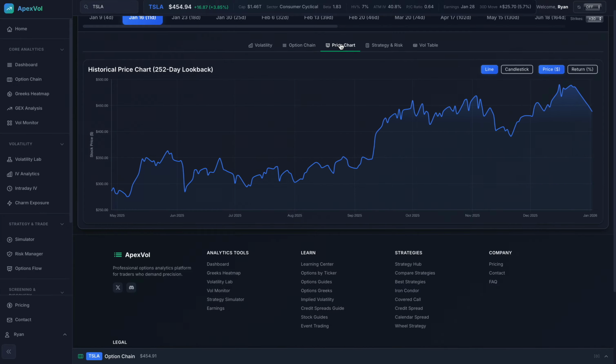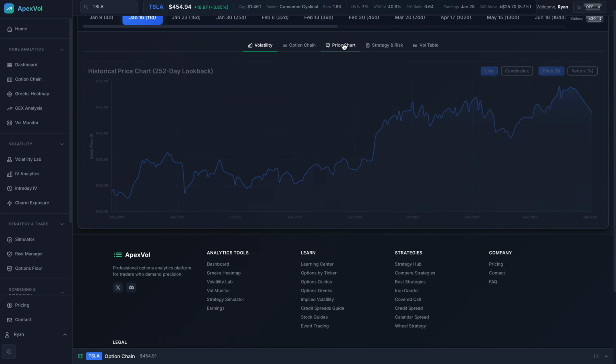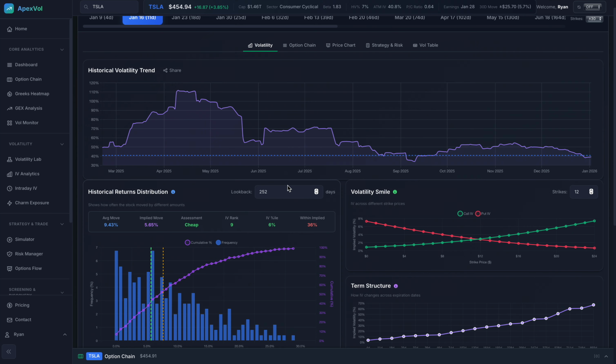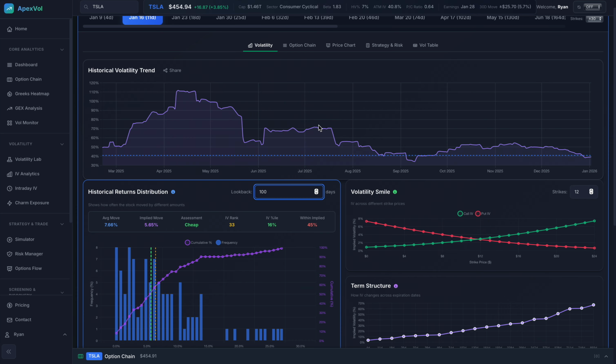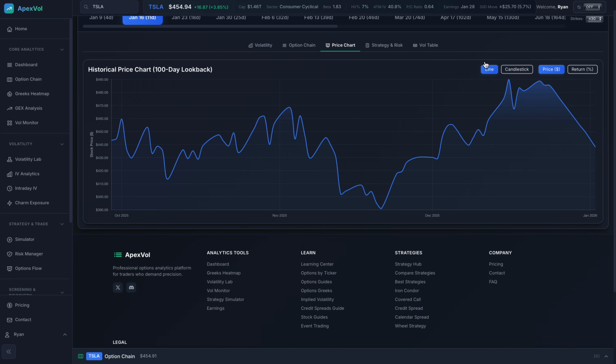Next, we'll go to the price chart. Now, the price chart is linked to the volatility section. So whatever number you put into this look back days, that will reflect within this price chart here. So you can see we've got 252 days selected. If we go back here and we change this to 100, the price chart will only show the previous 100 days as well. So very basic chart, however, it helps to understand where the stock price has been.